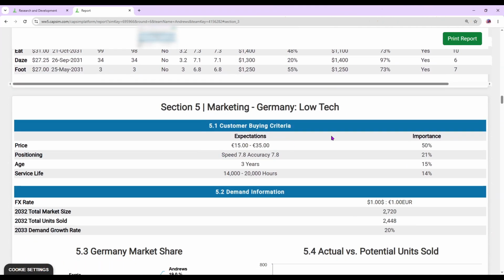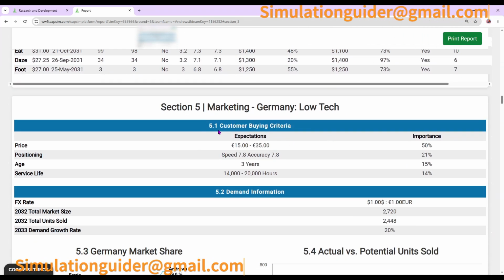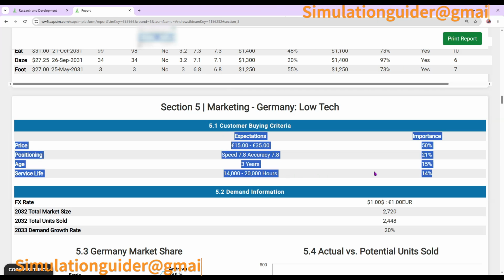Next is the Germany market. For the Germany low tech, customers expect a price between 15 and 35, with 50% importance. Speed of 7.8 and accuracy of 7.8 has 21% importance. 3 years of age has 15% importance. Lastly, a service life of 14 to 20,000 has 14% importance.